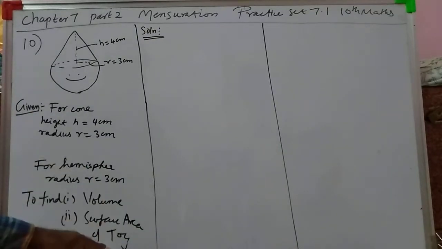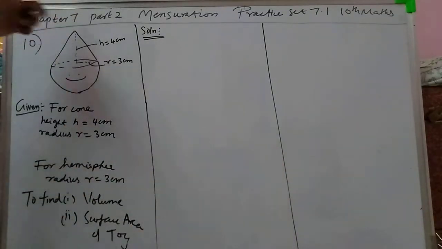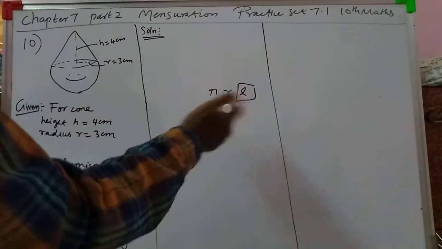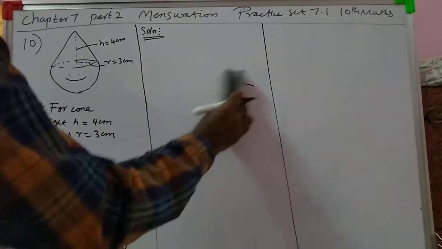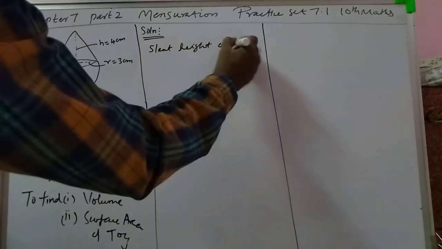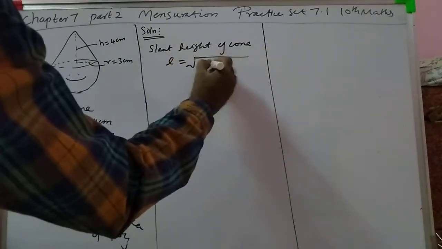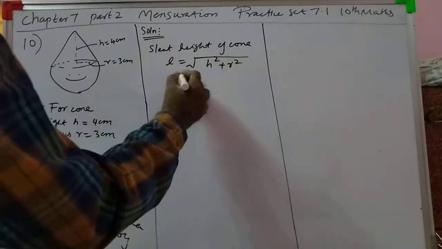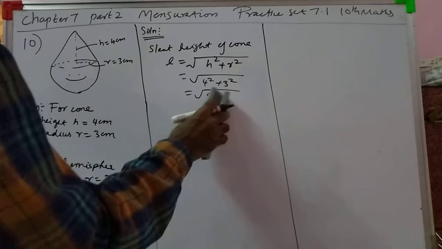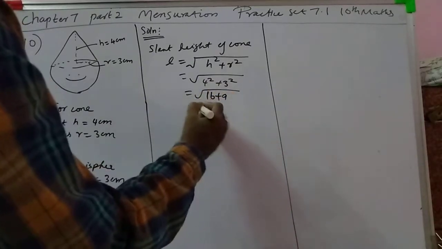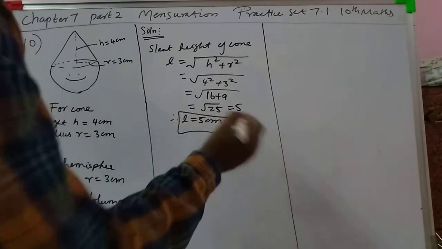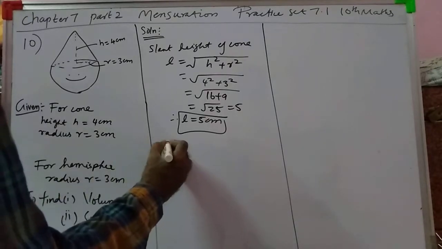Okay, so for surface area we require surface area of cone, we require pi r l. So we have to find this first, okay. So slant height of cone L is equal to root of h square plus r square, okay. That will become 4 square plus 3 square, that is equal to 16 plus 9, that is equal to root 25, that is equal to 5, therefore L is equal to 5 centimeter, okay.